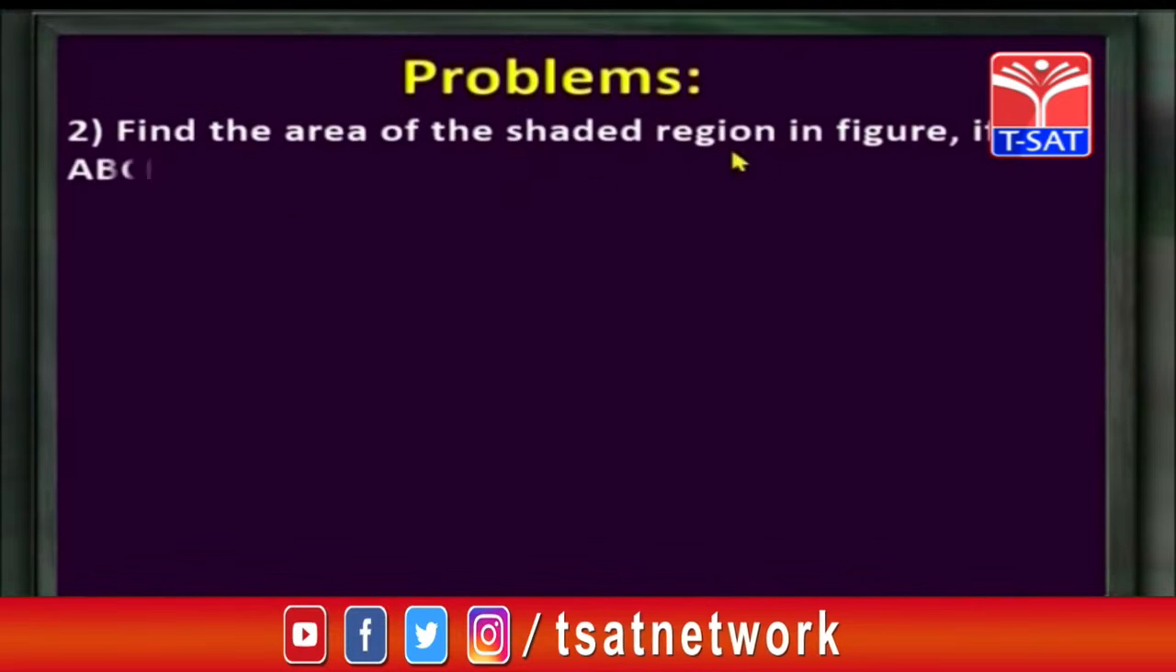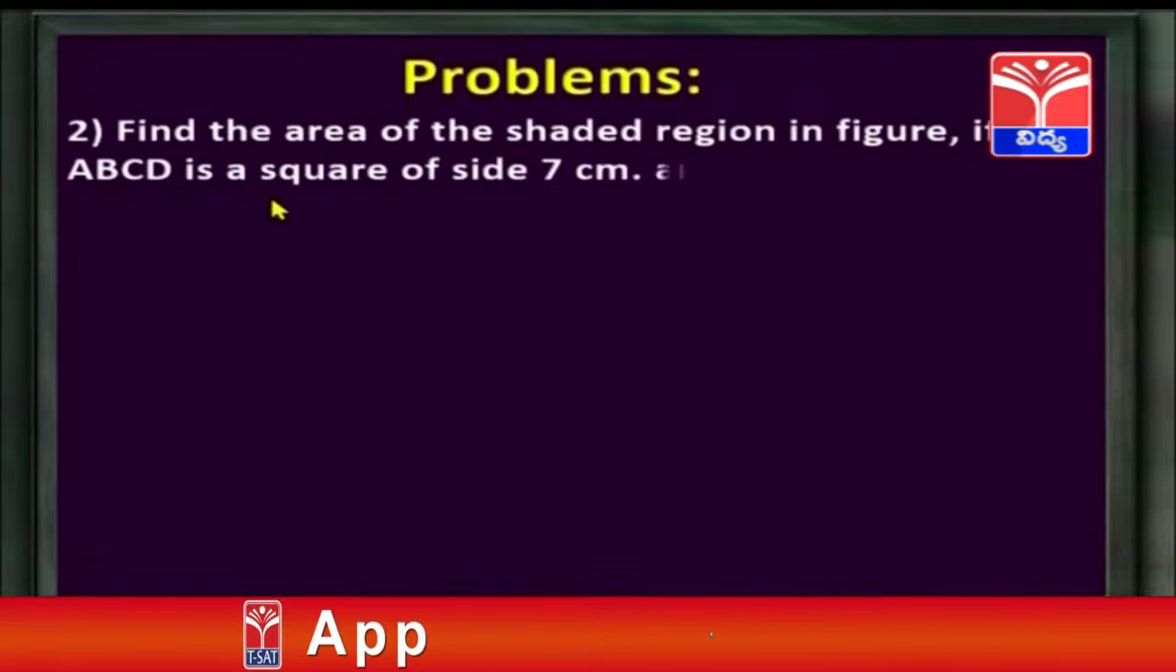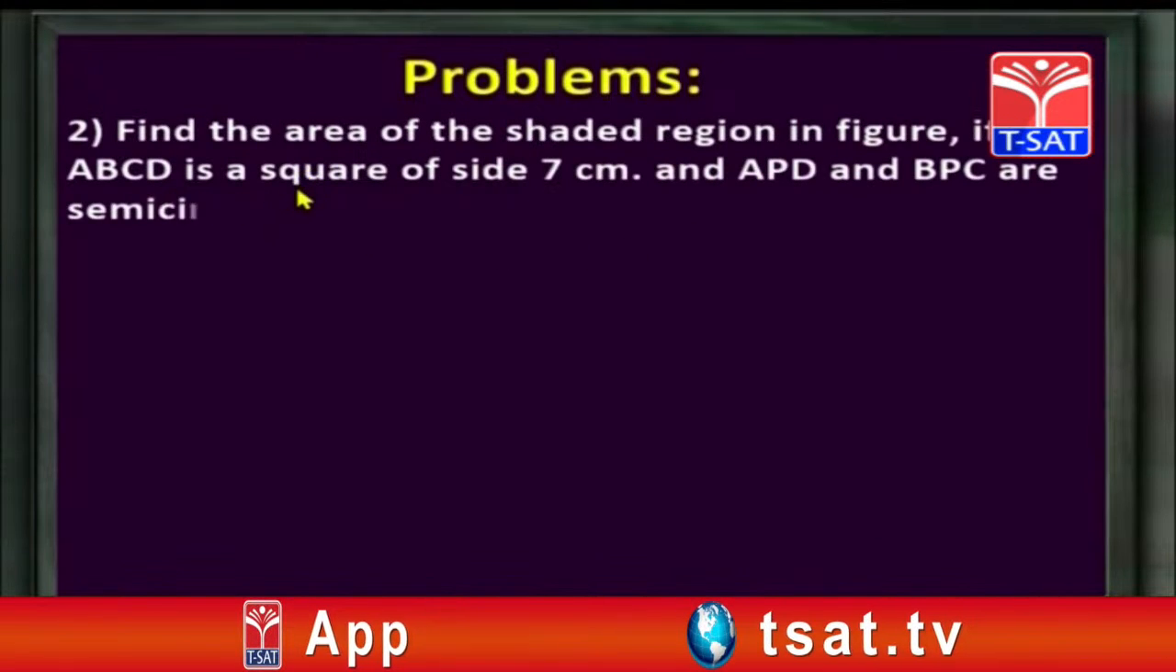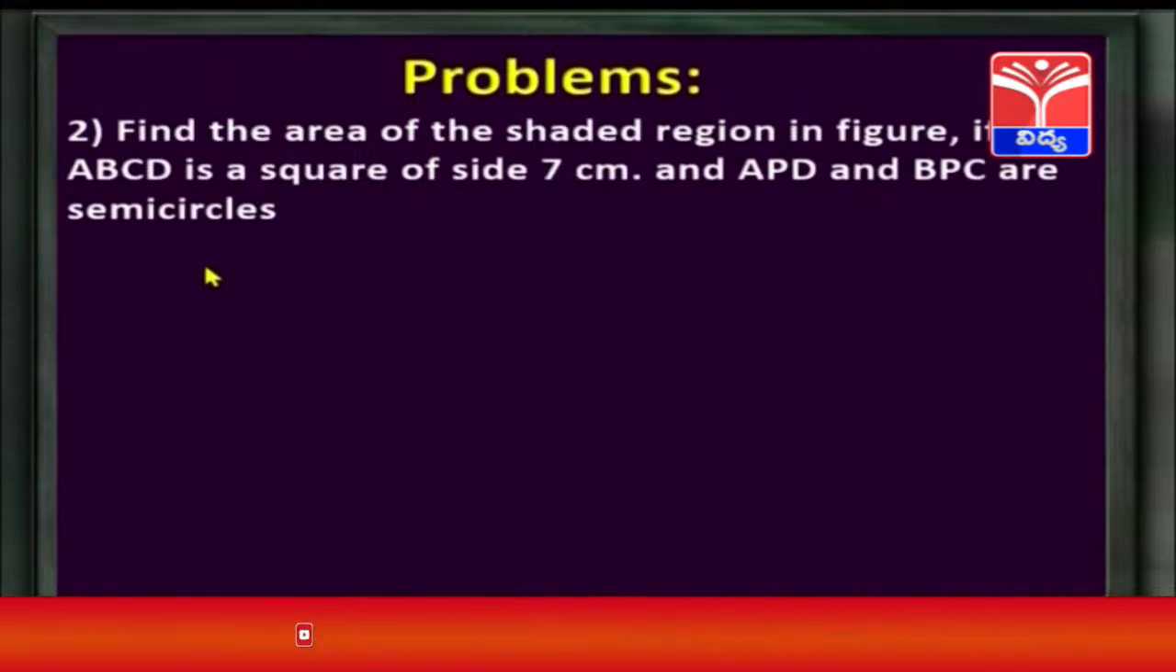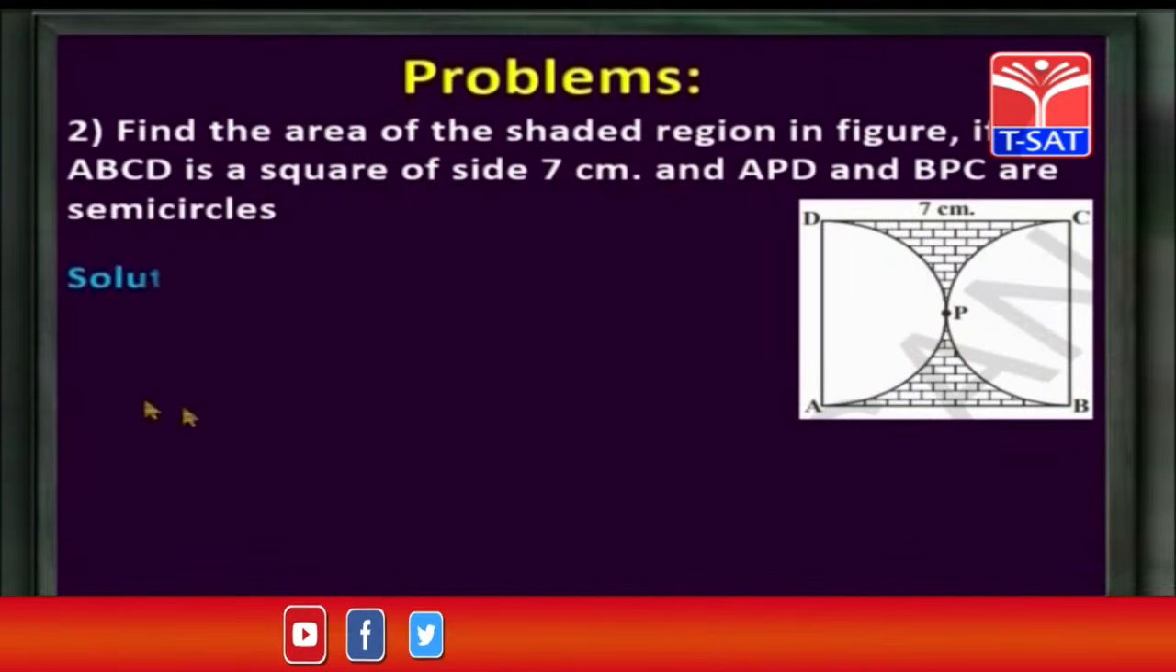Now, let us see one more problem. Find the area of the shaded region in the figure if ABCD is a square of side 7 centimeter and APD, BPC are semicircles. Now, let us solve this.